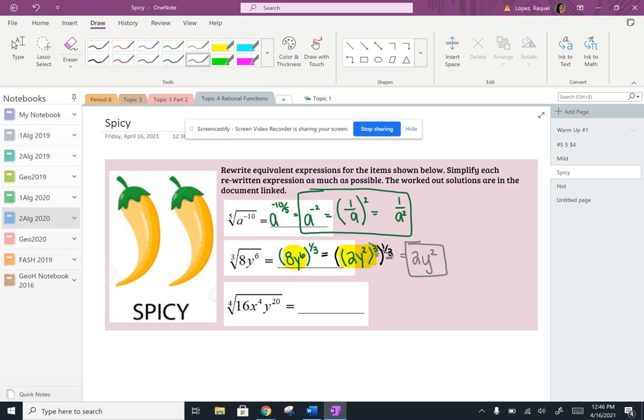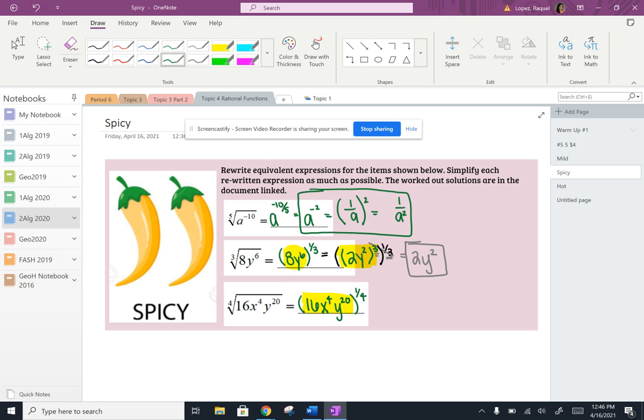Okay, now let's do something similar for that bottom one. So we're going to start off by rewriting this as 16x to the 4th, y to the 20th, to the power of 1/4. Now, again, what we want to do is rewrite our base. And our base is everything inside of parentheses. We want to rewrite everything in here so that it's being raised to a power of 4 so that it'll reduce with the 1/4.